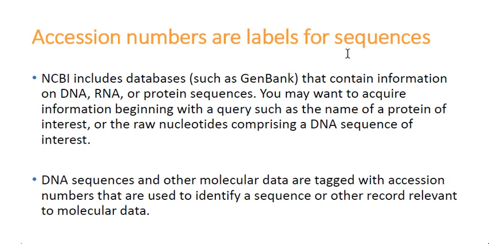Accession numbers are labels for the sequence. NCBI includes databases such as GenBank that contain information on DNA, RNA, and protein sequences. So when we submit the DNA, we get an accession number. For the RNA, another accession number, and for the protein sequences as well. You may want to acquire information beginning with queries such as the name of the protein of interest or the raw nucleotide sequence, comparing a DNA sequence of interest. DNA sequence and other molecular data are tagged with accession numbers that are used to identify the sequence or other records relevant to the molecular data.